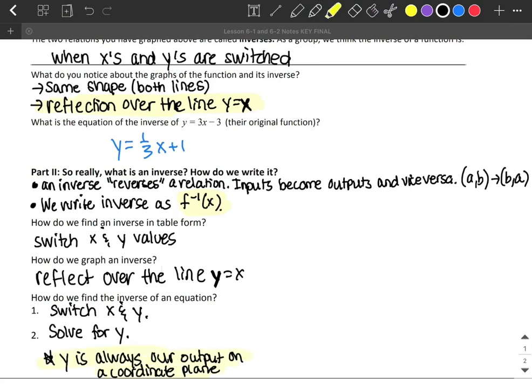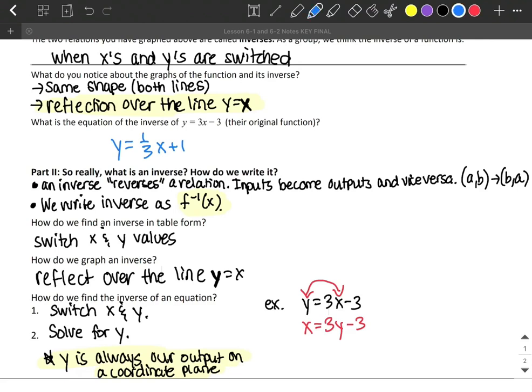And then we're going to do the example with the original equation that was given to us. So we had y is equal to 3x minus 3. First thing I'm going to do, switch x and y. That's going to give me x is equal to 3y minus 3. Instead of y is equal to 3x minus 3, I have x is equal to 3y minus 3. And then I'm going to solve for y, get y by itself.